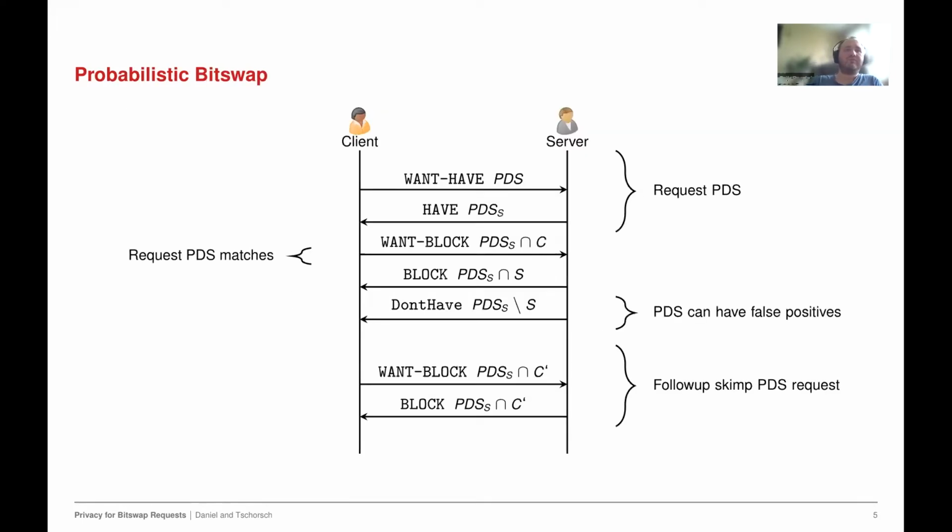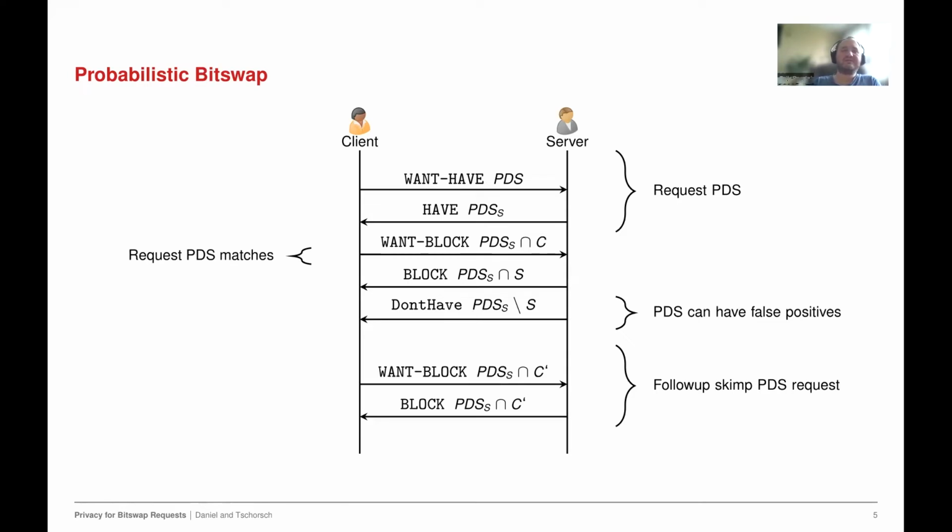Now, how would probabilistic Bitswap look like? Well, you have the 1/2 request, and instead of requesting your item of interest, you request the probabilistic data structure. Receive it, look up your item in the probabilistic data structure, and then if it's a match, you request the block from the server. Then you receive the block, and you're happy.